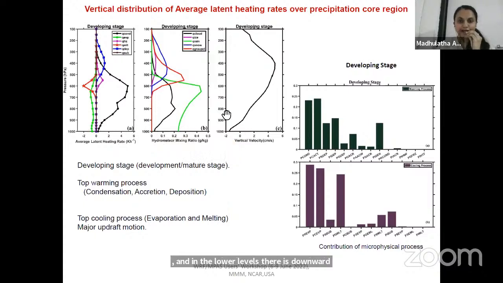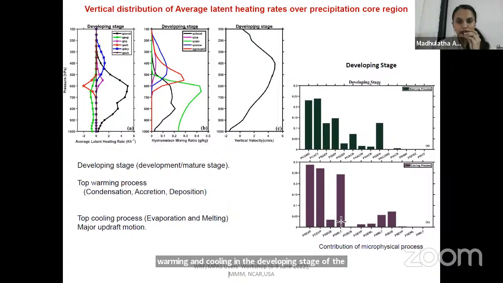Since rain is already happening, it is in the mature stage, and we try to see the contribution of different microphysical processes. If you see, basically the condensation activation followed by deposition contributes to the major heating, and the cooling is from the rain and cloud evaporation followed by melting. These processes contribute to warming and cooling in the developing stage of the system.